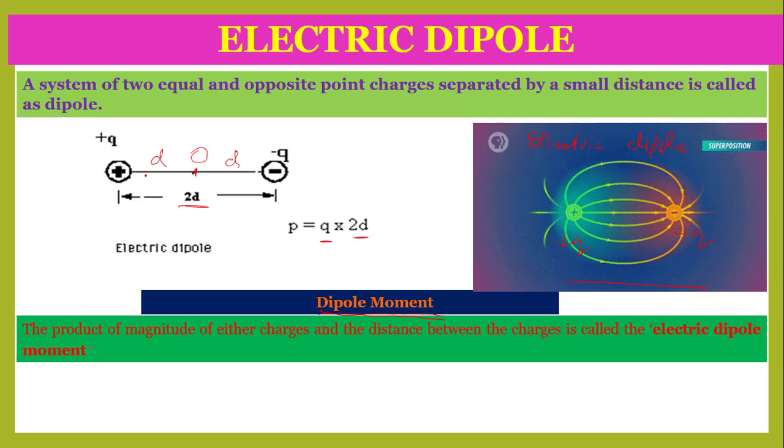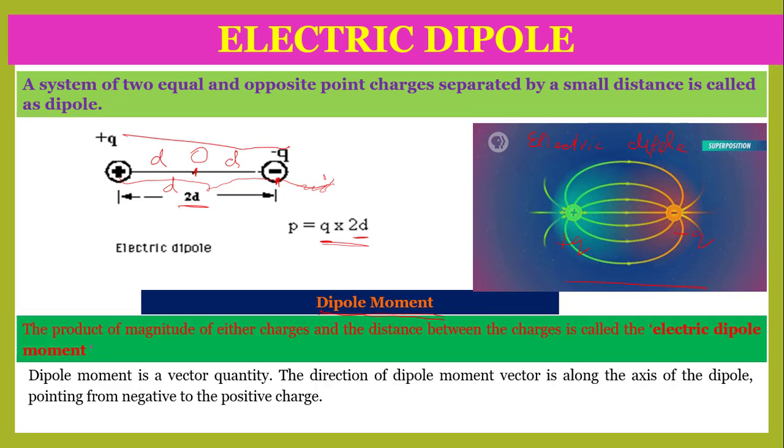Sometimes in some books you will find the separation between these two charges denoted by small d. So d is the separation. If we take d as the separation, then from the center to the charge we have to take d by 2, and then this quantity accordingly will change, and it will come as qd. Different books may use different notations, but keep in mind that it is nothing but the product of the magnitude of either charge and the separation between the two charges. That's it.